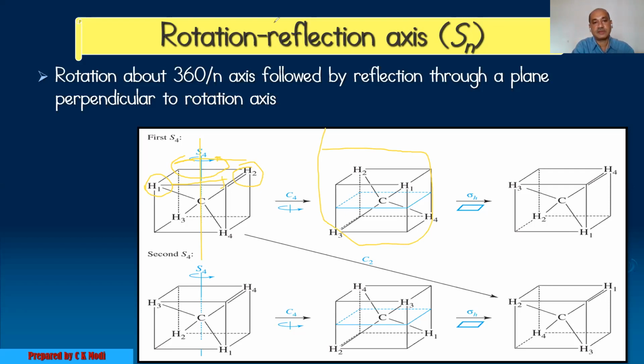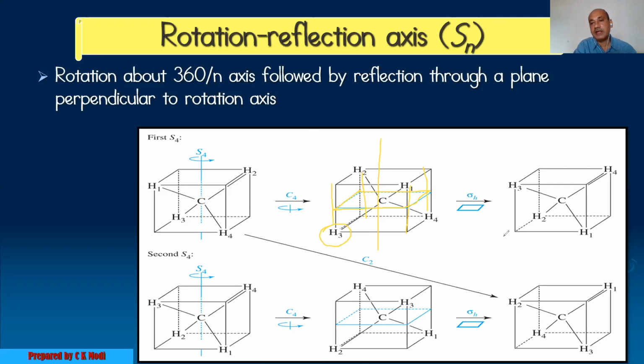The second operation is reflection through a mirror plane. This is the mirror plane. So if I put this mirror plane like that, perpendicular to that rotation axis, this plane is called sigma h. So these operations involve two operations: rotation by an axis followed by reflection through a plane which is perpendicular to that rotation axis. After carrying out this reflection, what will happen? This H3, its mirror image is here. This H2 mirror image is here. This H1 mirror image is here. And this H4 mirror image is here.